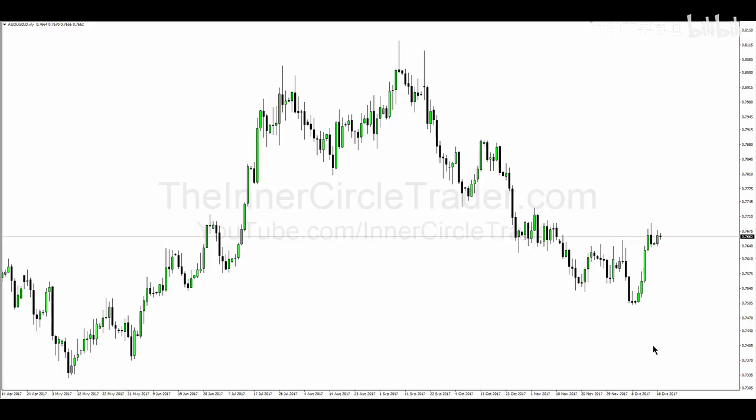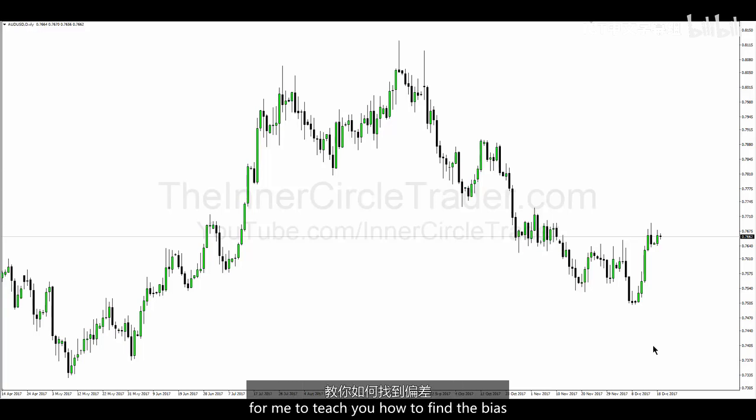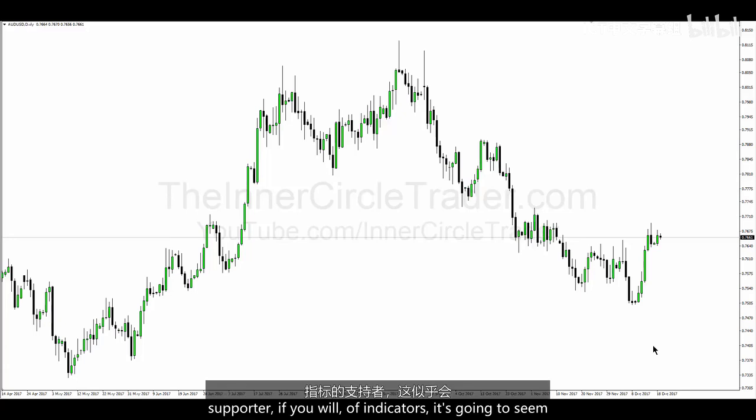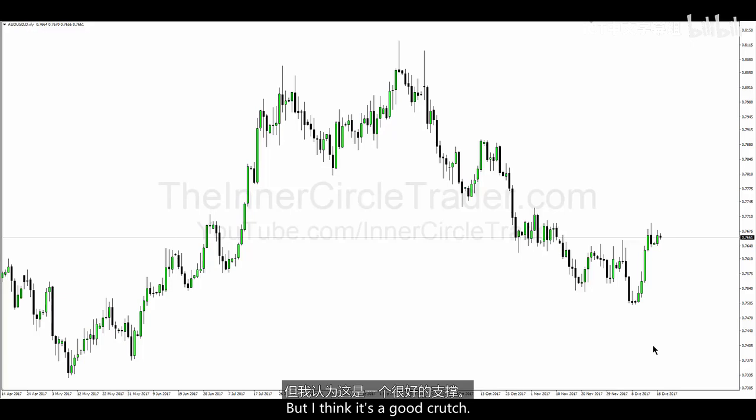But I believe it's easier for me to teach you how to find the bias by teaching you how to stay on the side of higher time frame momentum. While I am not a supporter of indicators, it's going to seem sacrilegious for me to put an indicator on my chart like you're going to see tonight, but I think it's a good crutch. It helps traders find their way in a directionally trending environment.